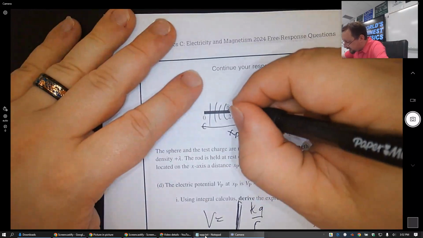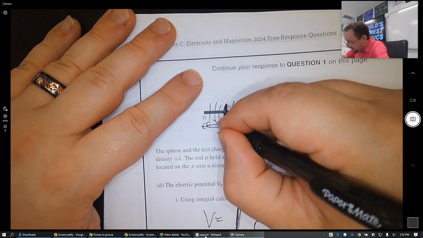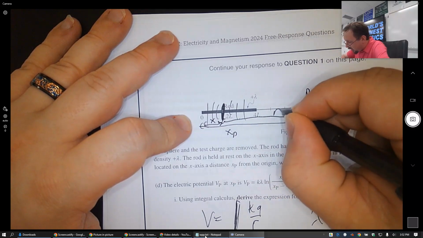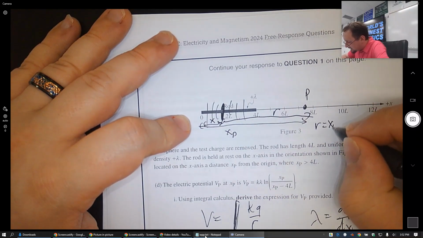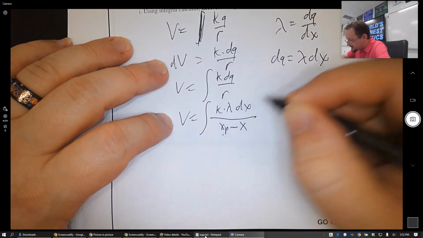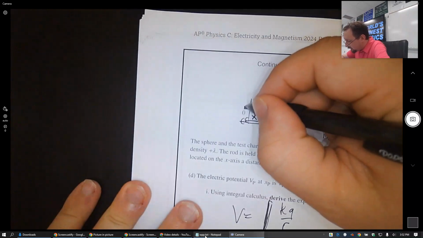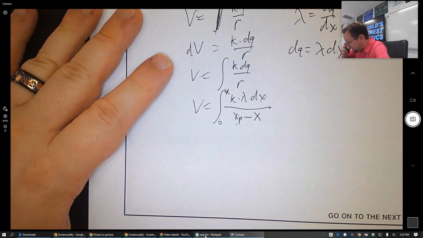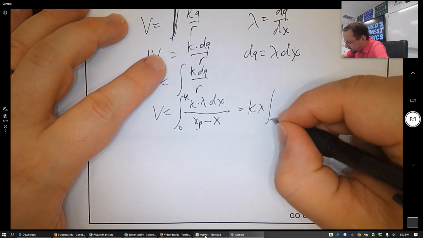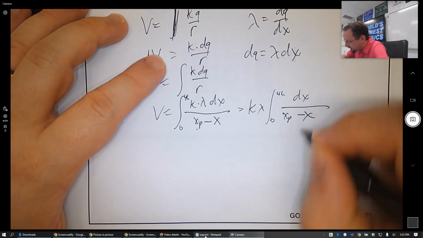R is the distance from one of the pieces to the point of interest. This is x, the location of one piece. This is R. So R is xp minus x. Okay. And then we're going to integrate this from 0 to 4L, to go from the left to the right side of the rod. Okay, here we go. The k lambda is going to come out. It's all constant. And I get the integral from 0 to 4L of dx over xp, a constant, minus x, a variable.